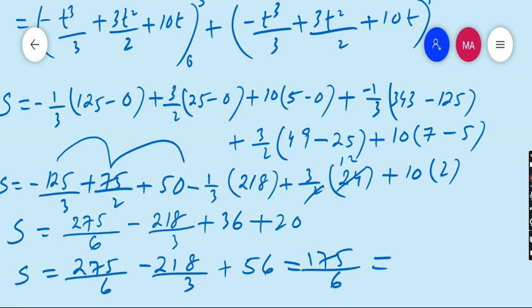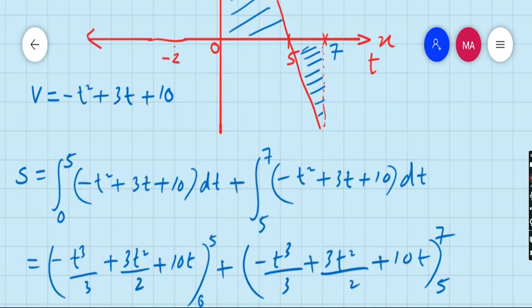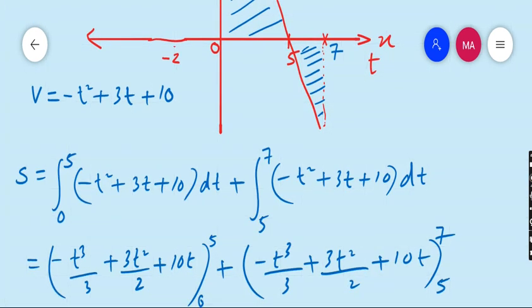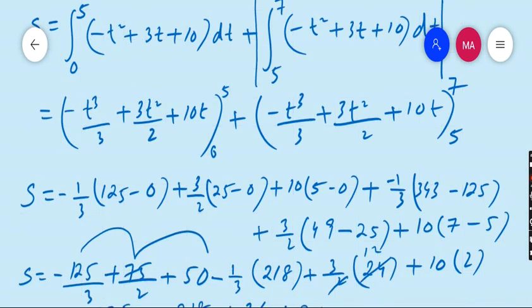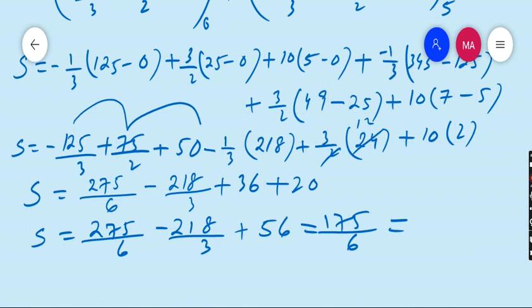Okay students, I found the mistake. Actually, the limit from 5 to 7 is below the x-axis. So we have to put a modulus sign over here. Modulus sign means the final answer must be positive.